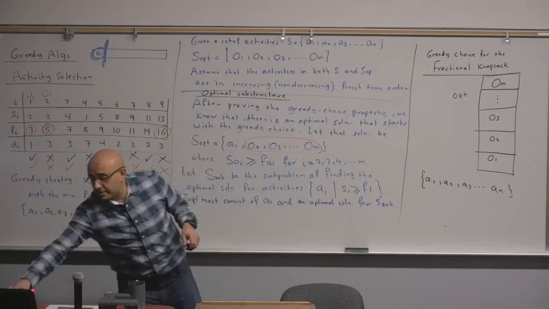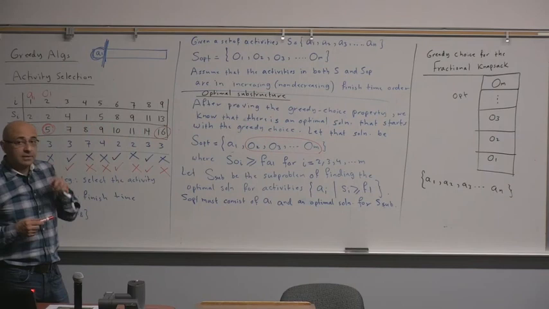Now, the question is, what do we need to prove now? What do we need to argue? That if we do solve the problem for O2, O3, up to OM, the approach would be the same. Well, first, let's start with the greedy choice property.